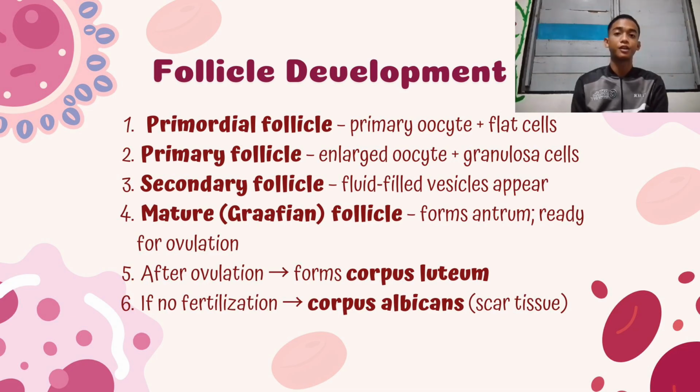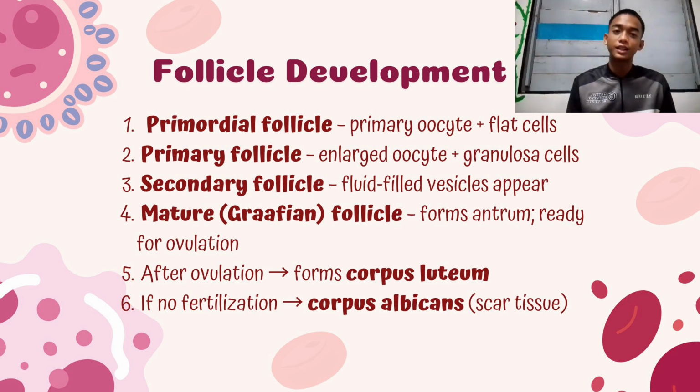Now, let's discuss follicle development. As we have discussed before, the ovaries start developing in the mother's womb, and the primary oocytes are surrounded by primordial follicles. A primordial follicle is a primary oocyte surrounded by a single layer of flat cells. During puberty, some of the primordial follicles will turn into primary follicles. These primary follicles have enlarged oocytes as well as enlarged granulosa cells.